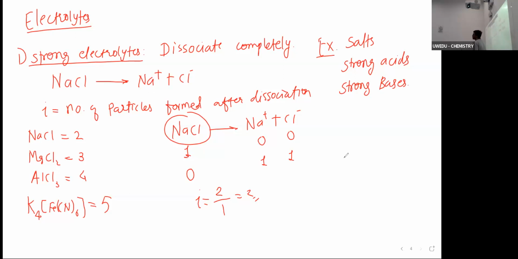Salts, basically ionic salts, we say. Ionic salts, strong acids and strong bases.